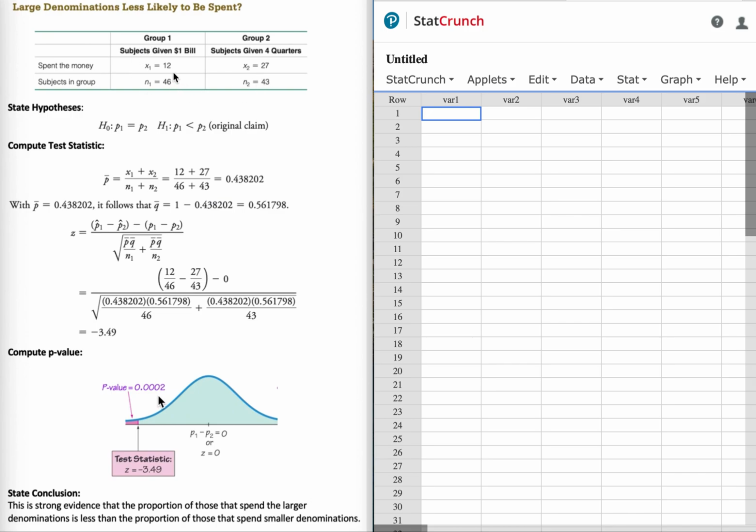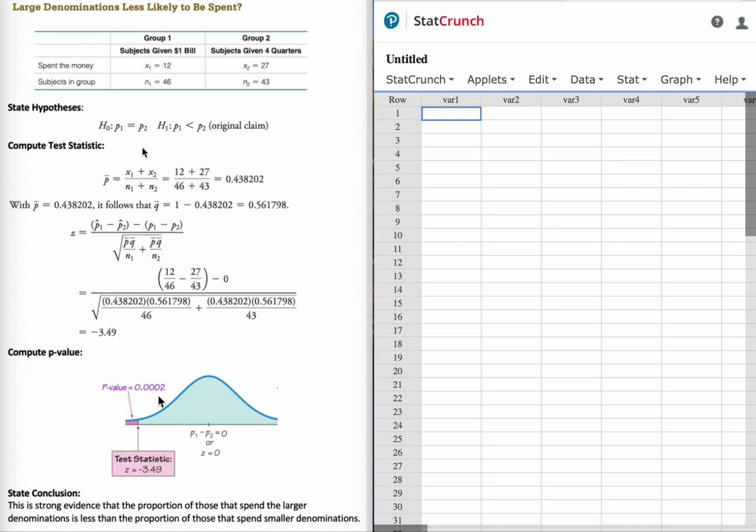So in the first sample, we have 46 individuals and 12 of them spent their money. And in the other group, there are 43 subjects, and of those, 27 spent their money. So our hypothesis we're going to test is to see if those that are given a larger denomination are less likely to spend their money than those that are given smaller denominations. So we'll assume that the two proportions are equal, and we'll try to find evidence that the first proportion, those that are given large denominations, will be less than the proportion of those that are given smaller denominations.